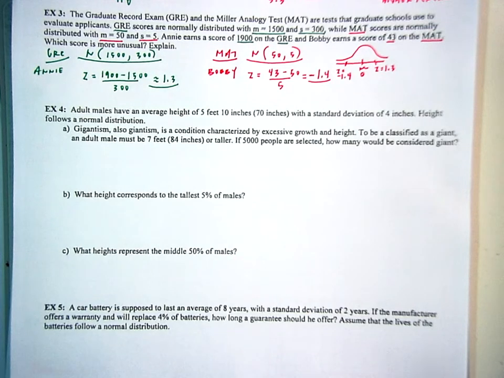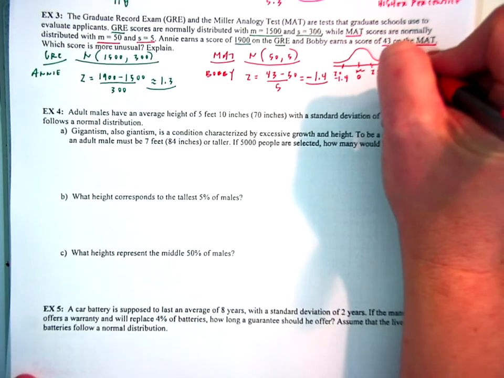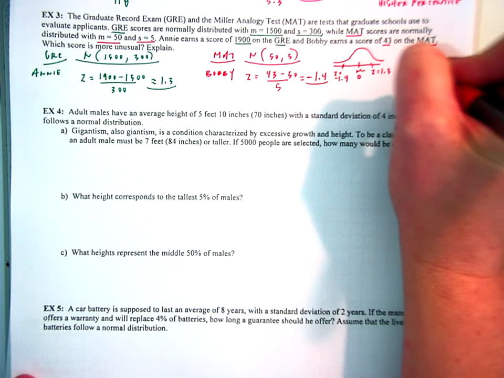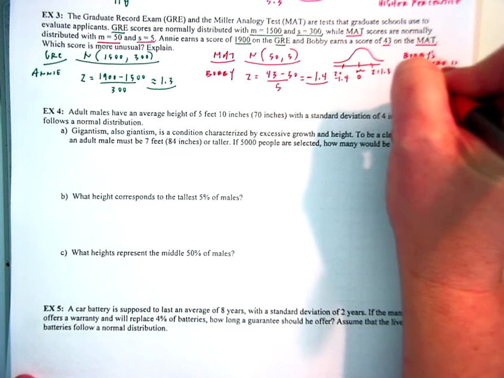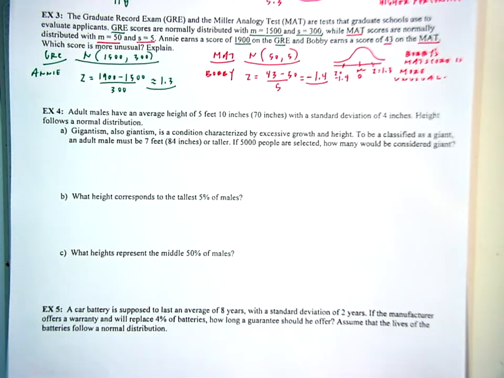It is a further distance away from the mean. So we're always looking for the Z-score with a greater magnitude, the one that is deeper in the tail region, to tell us which one is more unusual. So Bobby's score is more unusual. Let me start with that. Bobby's MAT score is more unusual. Again, we know that his MAT score is more standard deviations away from the mean.